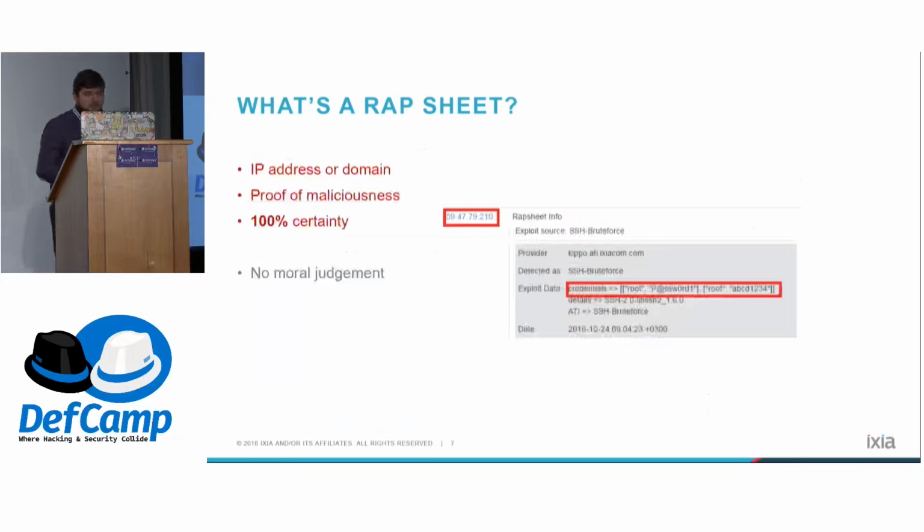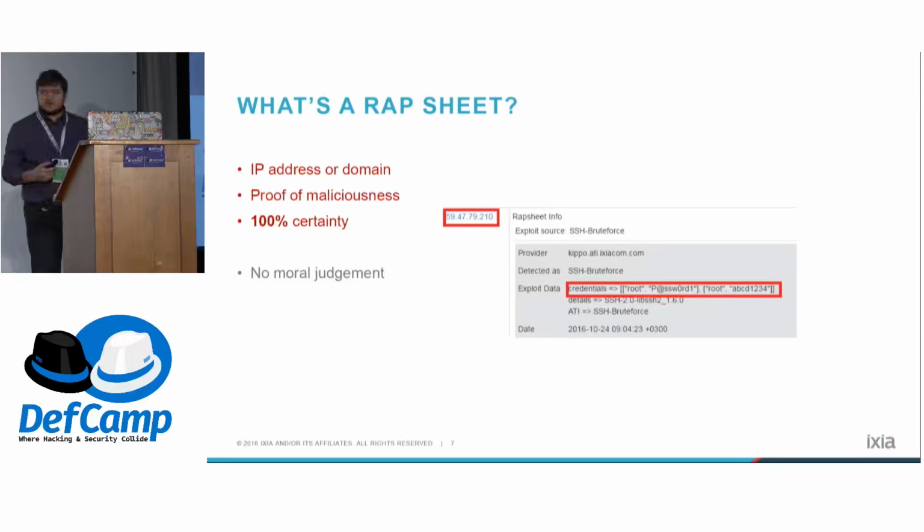Okay. So to summarize, a rap sheet is information related to an IP address or domain, which contains proof of maliciousness at different moments in time, and for which we offer 100% certainty. This is an internal objective that we have to respect all the time. You have another example rap sheet. It's an IP address which tries to connect to one of our SSH honeypots using commonly used credentials.